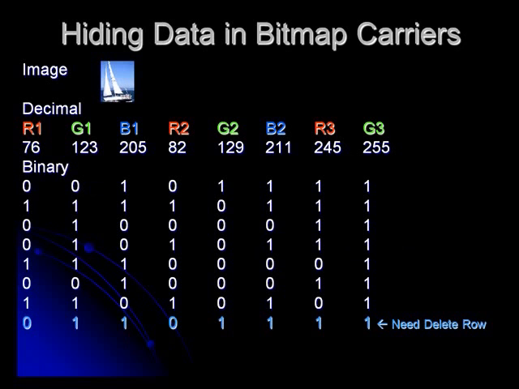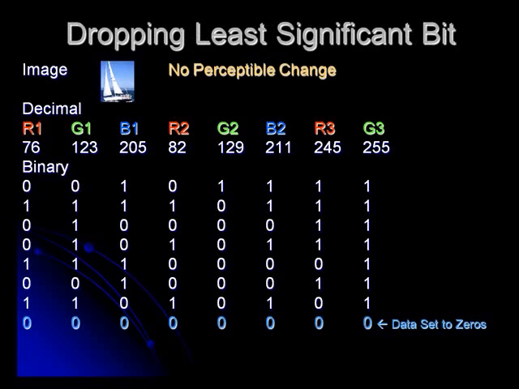Okay, so now take a look. I've got the binary representation of those values. And at the very bottom is the least significant bit. What we need to do is delete all the values in that row. Now, we don't actually delete them, but we just set them all to 0. As you can see here, those values are all set to 0, and there's no perceptible change in the sailboat image.